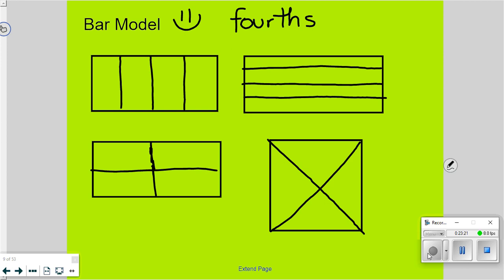Make each model show 2 fourths. Give me a secret thumb when you're done.